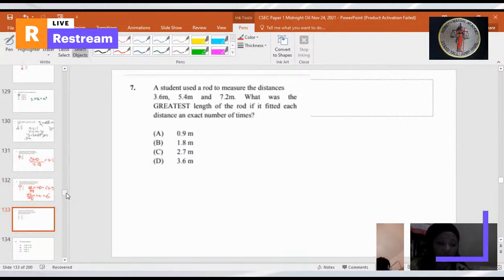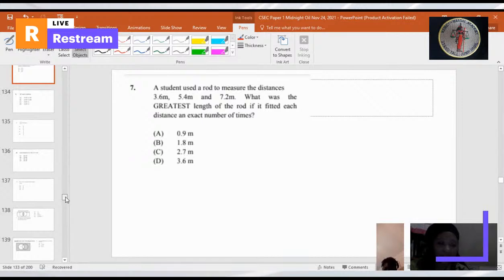Drayshawn, read number 7, please. Okay, miss. Number 7. A student used a rod to measure the distances 3.6 meters, 5.4 meters, and 7.2 meters. What was the greatest length of the rod if it fitted each distance an exact number of times?